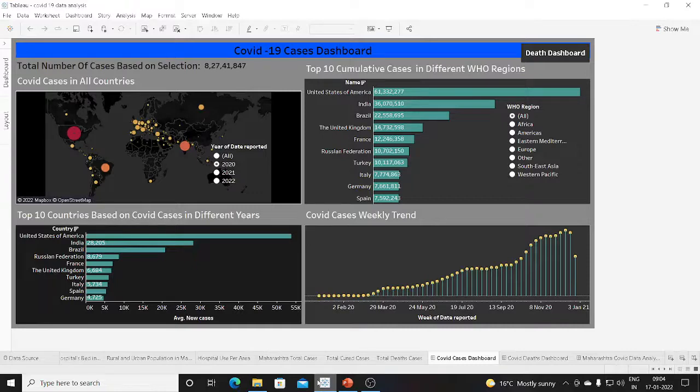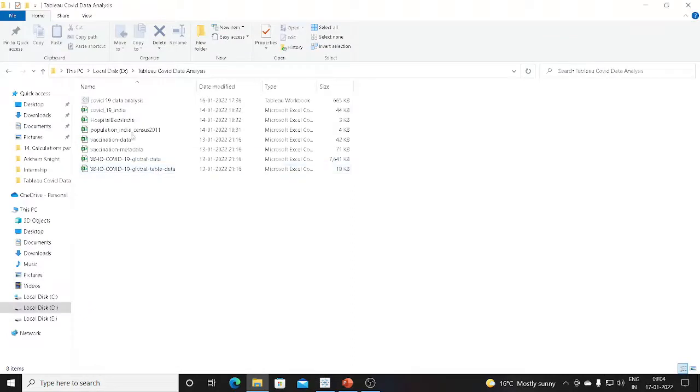So, guys, before we get started, let me show you the dataset. Actually, I have multiple datasets. Here I have COVID-19 India data, hospital beds India data, and population India census 2011 data, but the COVID data are from the year 2020.